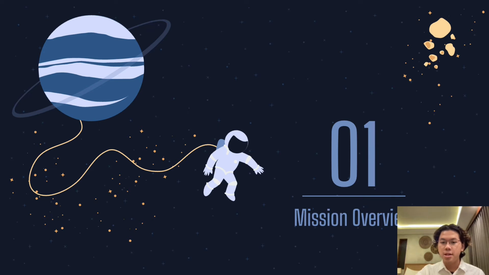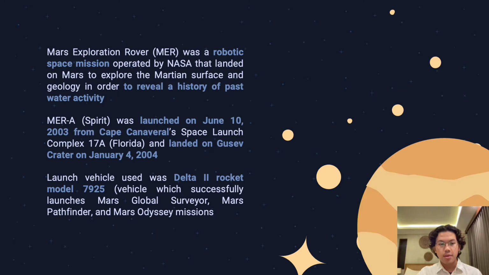So first, here's the mission overview. The Mars Exploration Rover was a robotic space mission by NASA in order to reveal the history of past water activity on Martian soil. The rover was launched on June 10, 2003 from Cape Canaveral Space Launch Complex, Station 17A to be specific, and it landed on Gusev Crater on January 4, 2004.